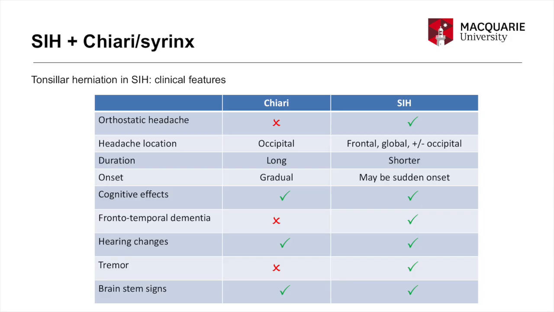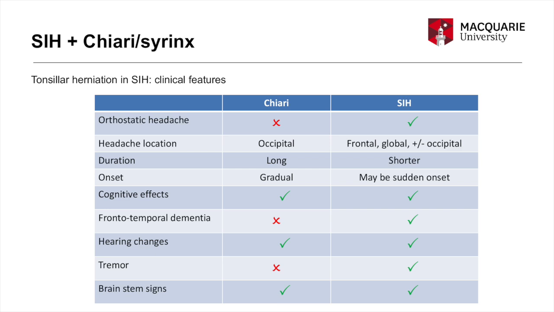Whereas for the SIH patients, it's usually frontal or global. They can get occipital headache, and particularly those who have tonsillar herniation, they'll have occipital headache, but it's not a major feature. Chiari patients have had this for a long time. Usually they'll tell you, I thought everyone got a headache when they coughed or laughed or sneezed. I thought that was normal ever since I was a child. They don't come in their 30s, 40s, and 50s and say, I never had a headache before and now I've suddenly got a headache. So it's a really important clinical difference. The onset for Chiari patients has been long. For SIH it is often sudden.